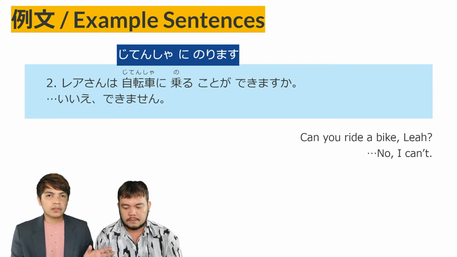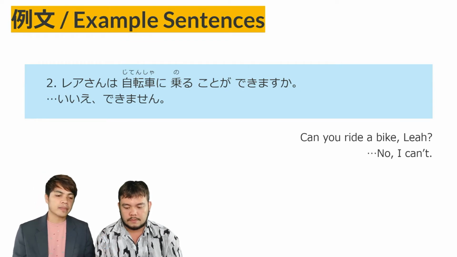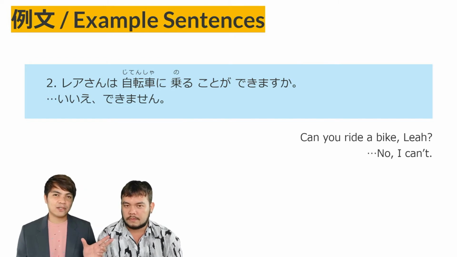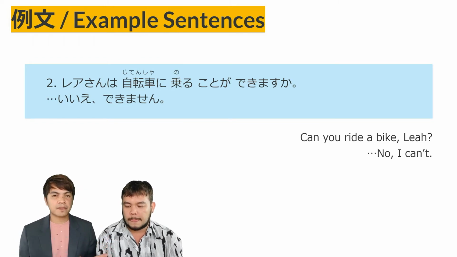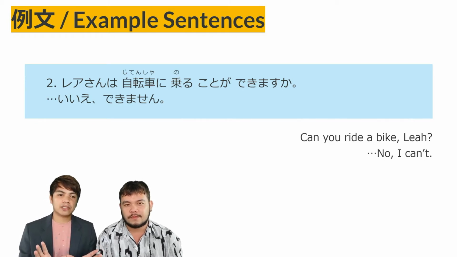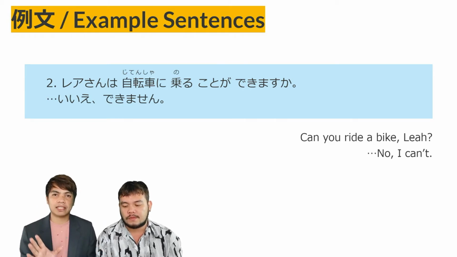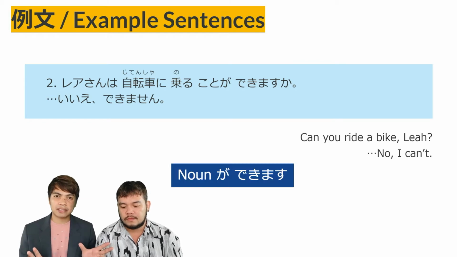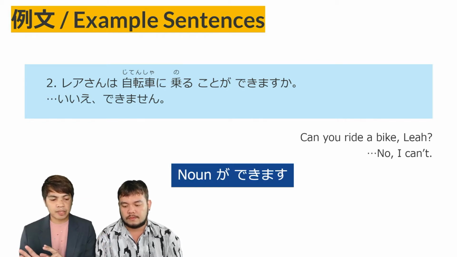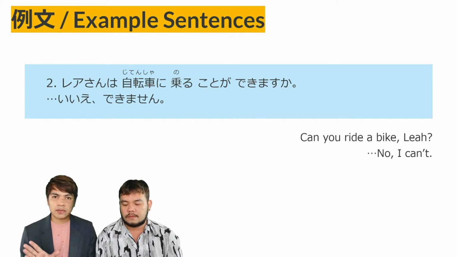So noru is the dictionary form of the verb norimasu. If you add koto to the dictionary form of the verb, it becomes a noun. So remember the pattern used in our first example sentence, noun ga dekimasu. You can do the noun. So this one, jitensha ni noru, is a verb, to ride a bicycle. So the sentence pattern is noun ga dekimasu.